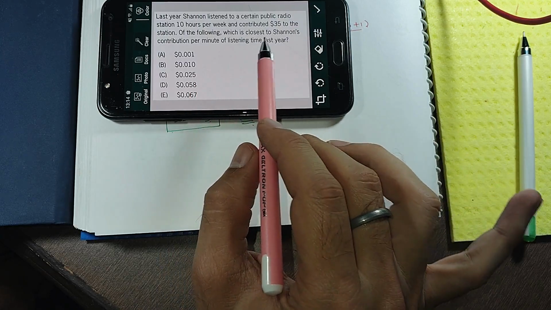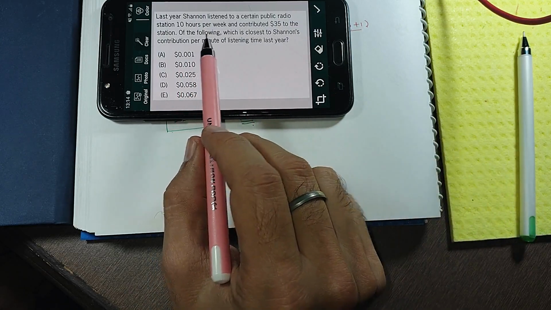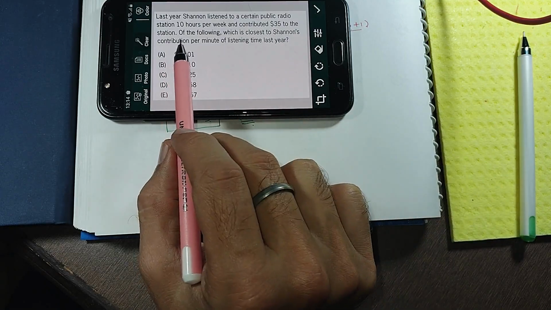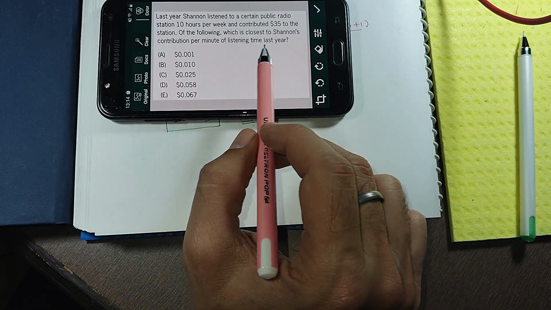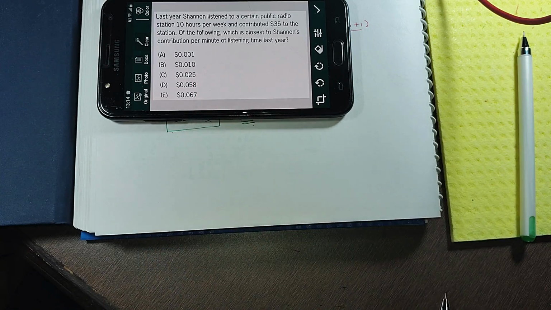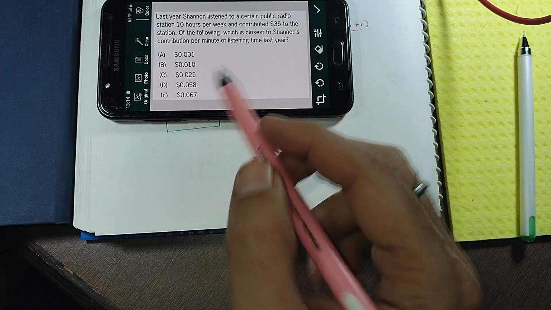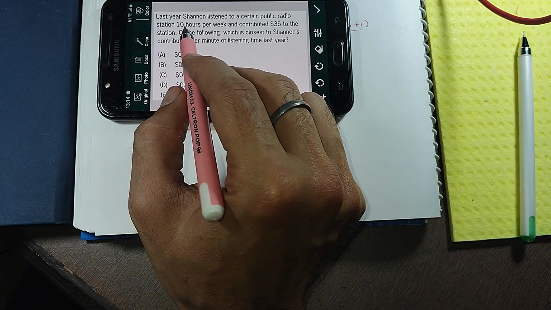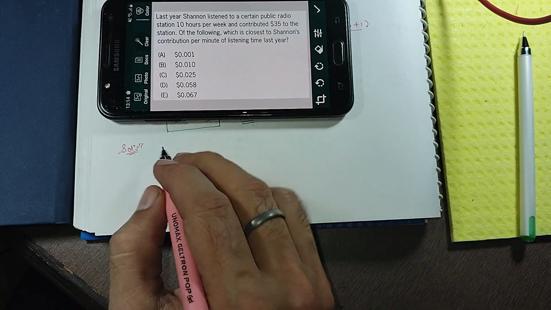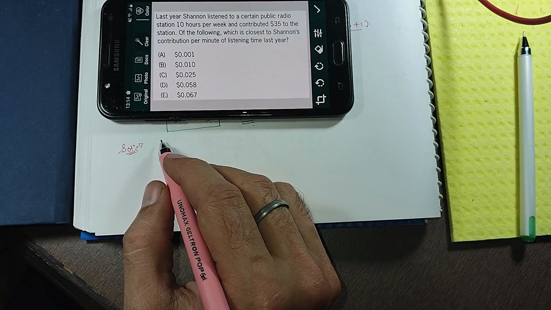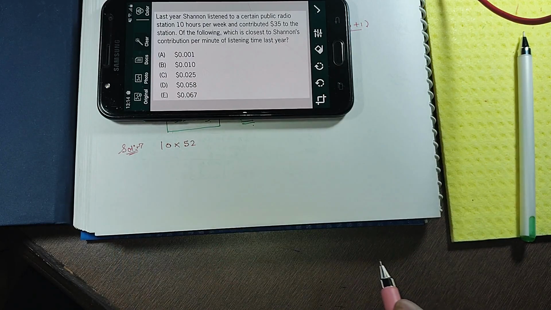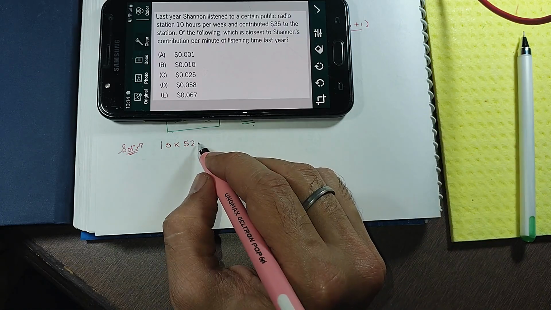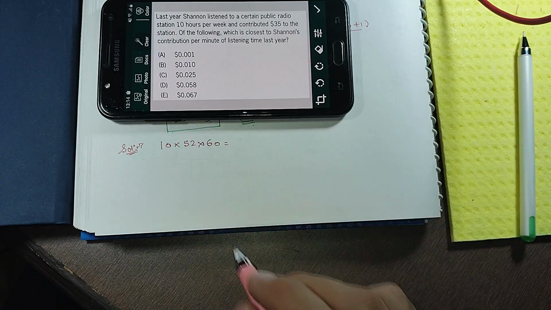Last year Shannon listened to a certain public radio station 10 hours per week and contributed $35 to the station. Of the following options, which is the closest to Shannon's contribution per minute of listening time last year? So he's asking for the contribution per minute for the listening time of a full year. Here it has been given that 10 hours per week. We know that there are 52 weeks in a year, so 10 hours multiplied by 52 will give us the total listening time in hours. We know that 1 hour has 60 minutes, so we multiply by 60 to get the total number of minutes he listened to the music in the whole year.